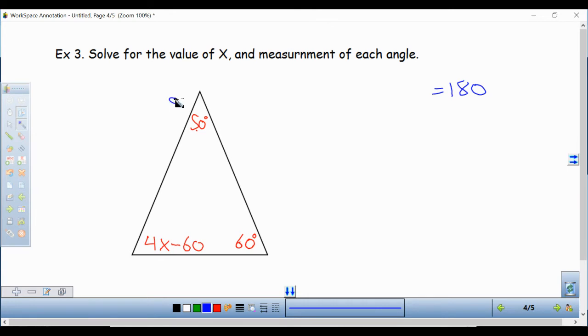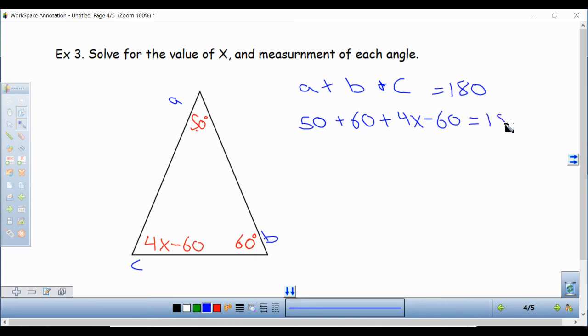We'll call this one angle A. We'll call this angle B. And we'll call this one down here angle C. So just remember, we add all the angles. Angle A plus angle B plus angle C always equal 180. And let's substitute what they are. Angle A is 50 degrees. Angle B is 60 degrees. And angle C is 4x minus 60. All that equals 180.